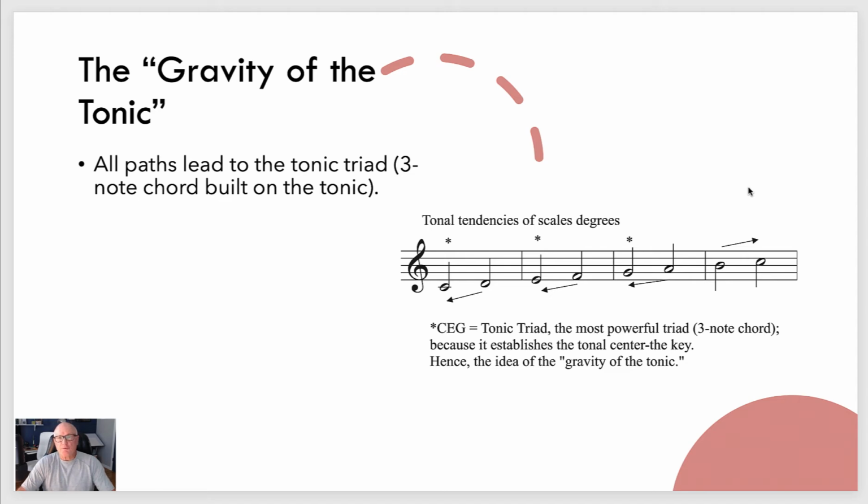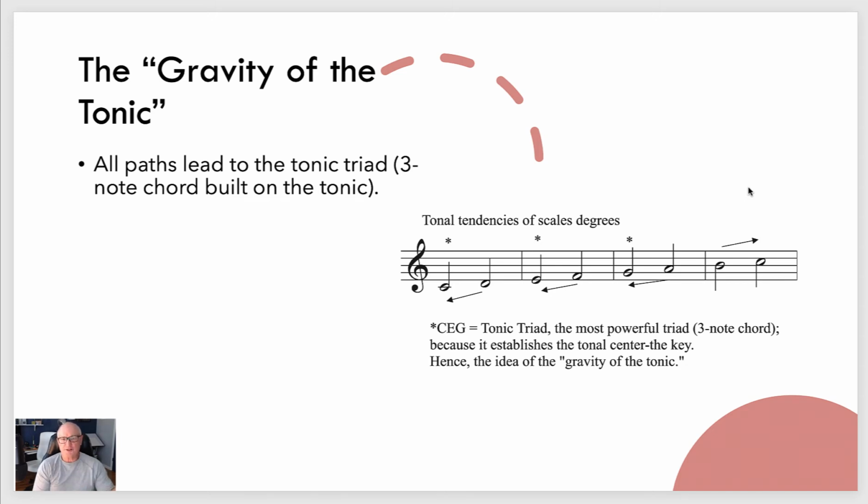We have something that really helps us understand tonality and understand the relationship of intervals, and that's known as the gravity of the tonic. So if you will, all paths lead to the tonic triad. And that's a three-note chord built on the tonic. So I would end up with that chord sound at the end, which is made up of the first, third, and fifth scale degrees played simultaneously.